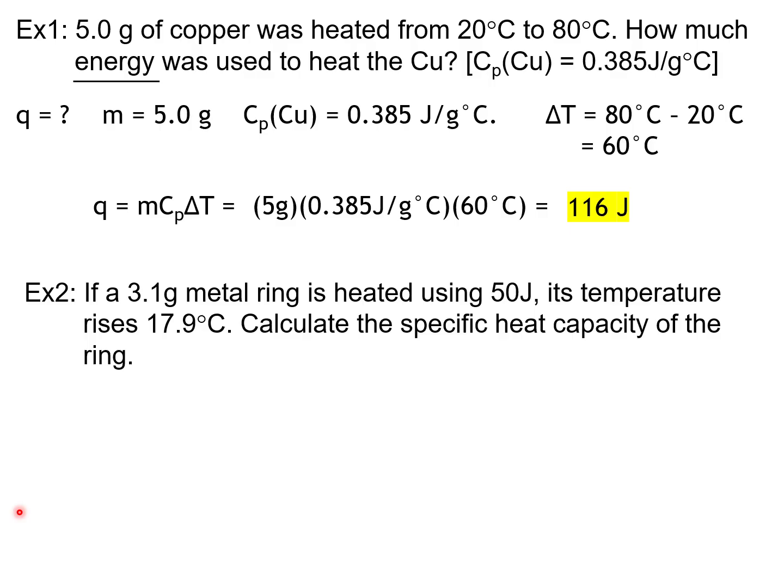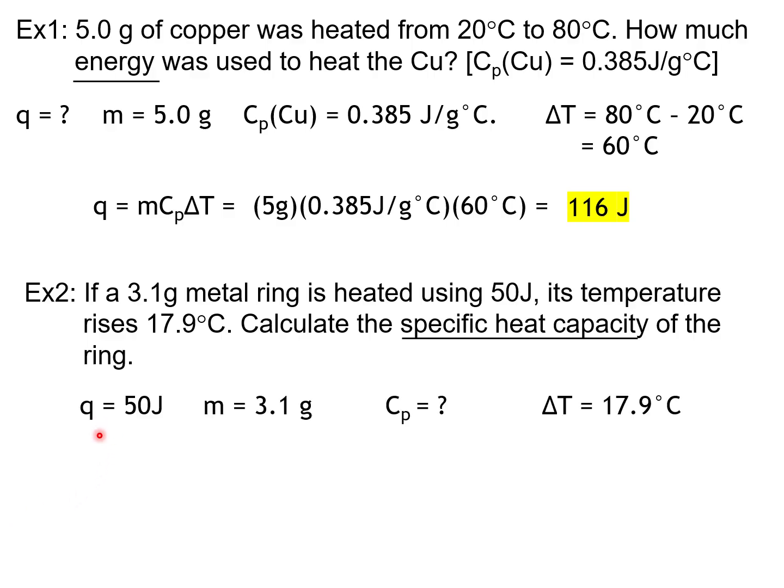So a more typical problem would be I'll give you some information and then you have to find the specific heat capacity of something. So the setup is the same. You identify what your variables are, what you have, what you need. So we're looking for specific heat capacity. And so we have, it took 50 joules. Our mass was 3.1 grams. We're looking for CP, and our delta T was 17.9 degrees C. So you plug the numbers in and solve for CP.